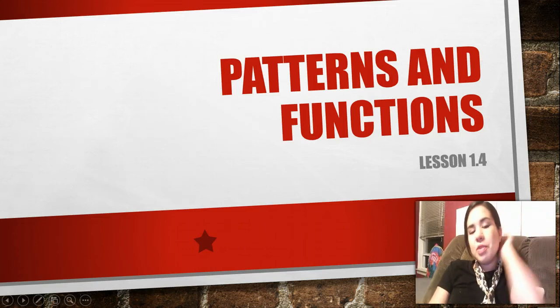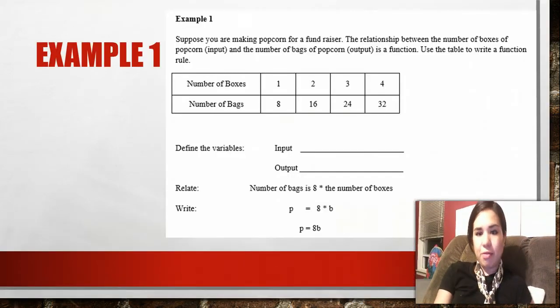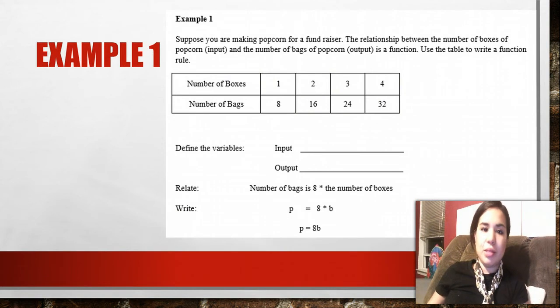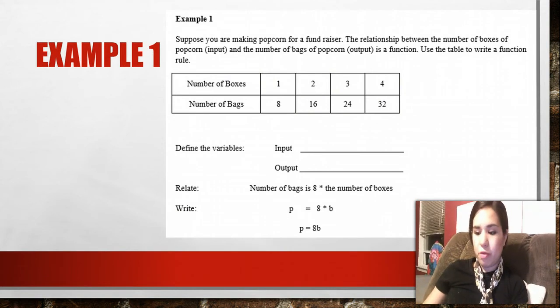Hi guys, in this video we're going to be looking at patterns and functions. In example 1 it says, suppose you're making popcorn for a fundraiser. The relationship between the number of boxes of popcorn is the input and the number of bags of popcorn is the output. Use a table to write a function rule.